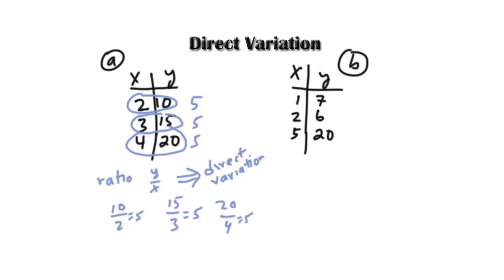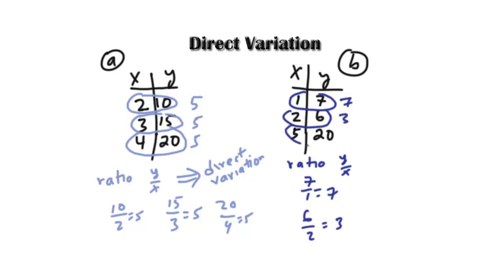Okay, now let's try to do that with B. So 7 over 1, y over x. So we want to check the ratio y over x. So this one is 7. Do the same thing for 2 and 6. So 6 over 2, that's 3. And do the same thing for 20 over 5, and that comes out to 4.